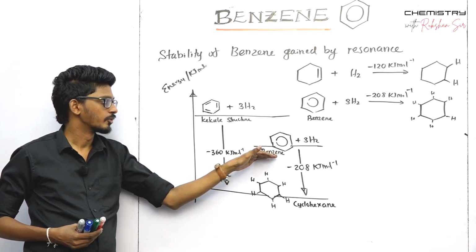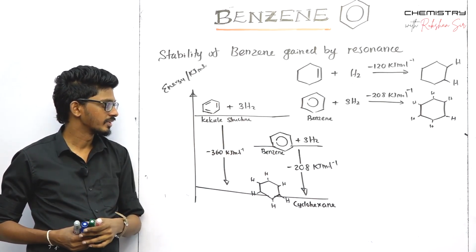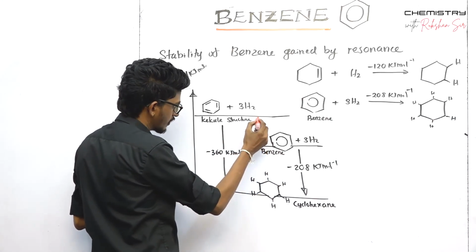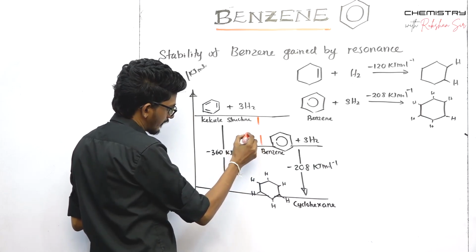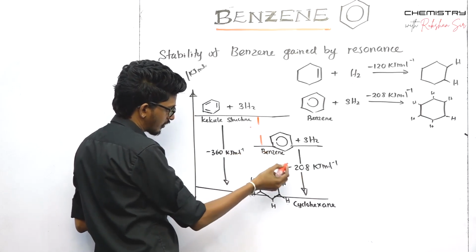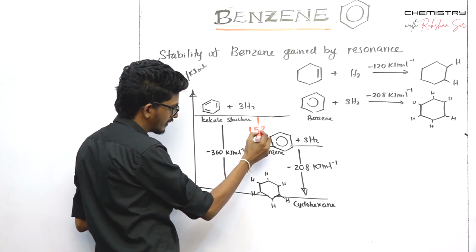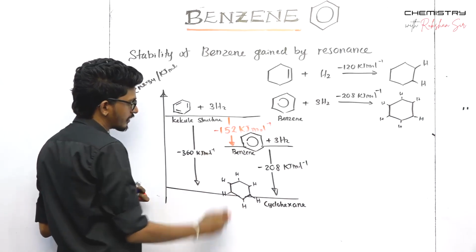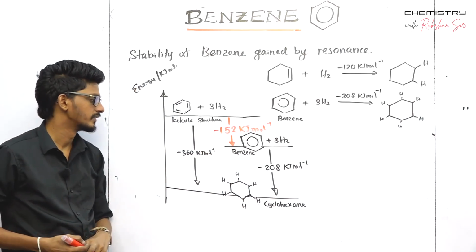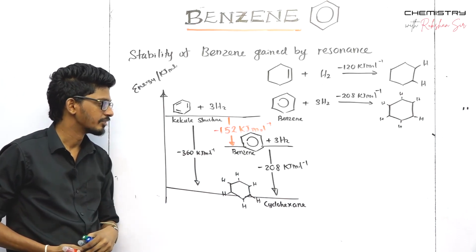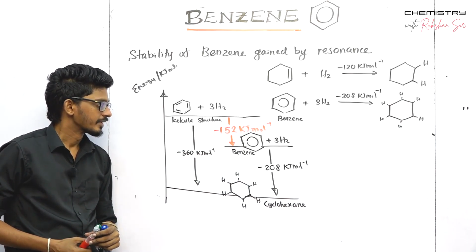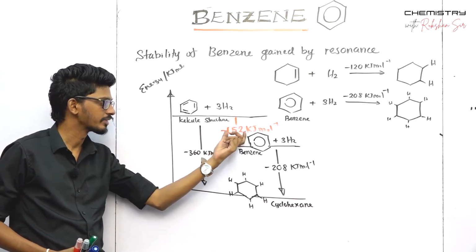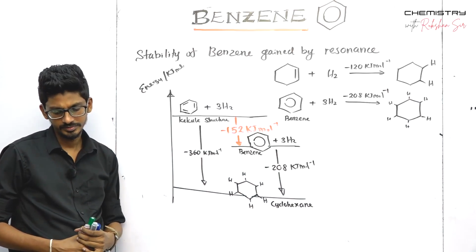So benzene is more stable than the Kekulé structure by how many units? The gap between these two is actually 152. So benzene is more stable than the Kekulé structure by 152 kilojoules per mole. This 152 value is referred to as the resonance stabilization energy of benzene, right?